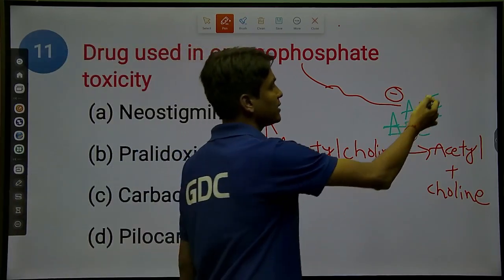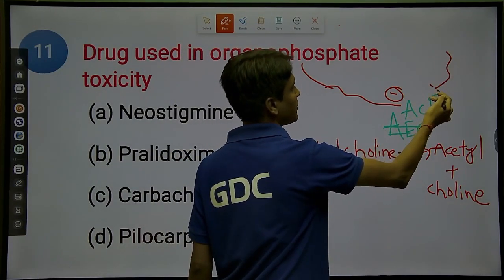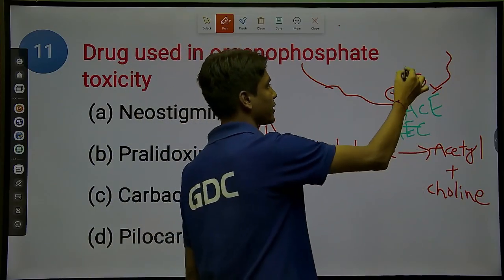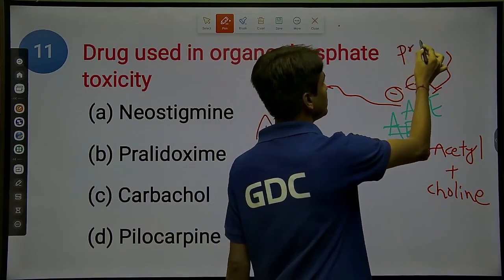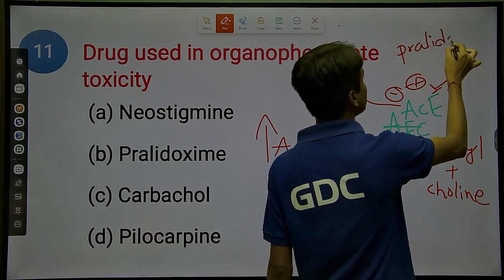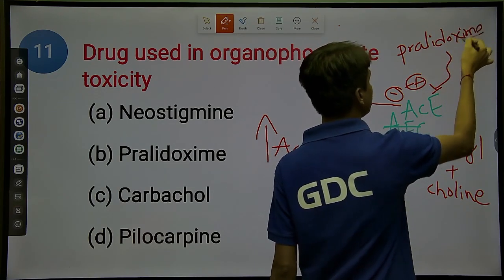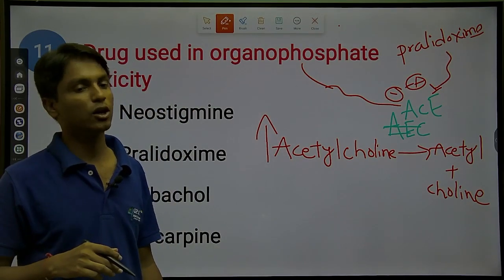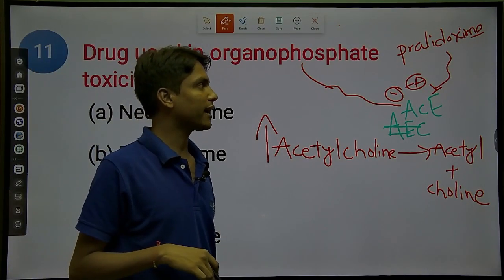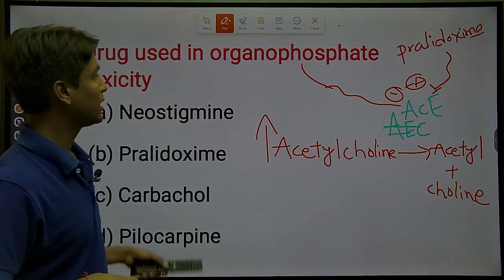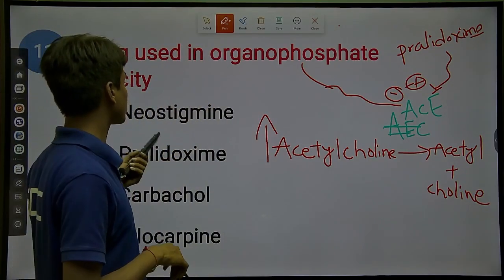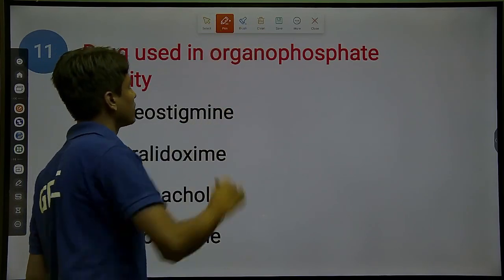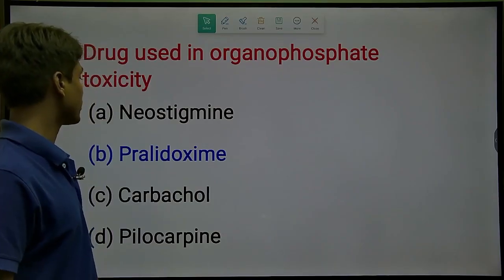The enzyme can be reactivated with the help of pralidoxime. The enzyme is inhibited by the organophosphate, but it is reactivated with the help of pralidoxime. Hence, the antidote used in organophosphate toxicity or poisoning is pralidoxime. The answer is pralidoxime.